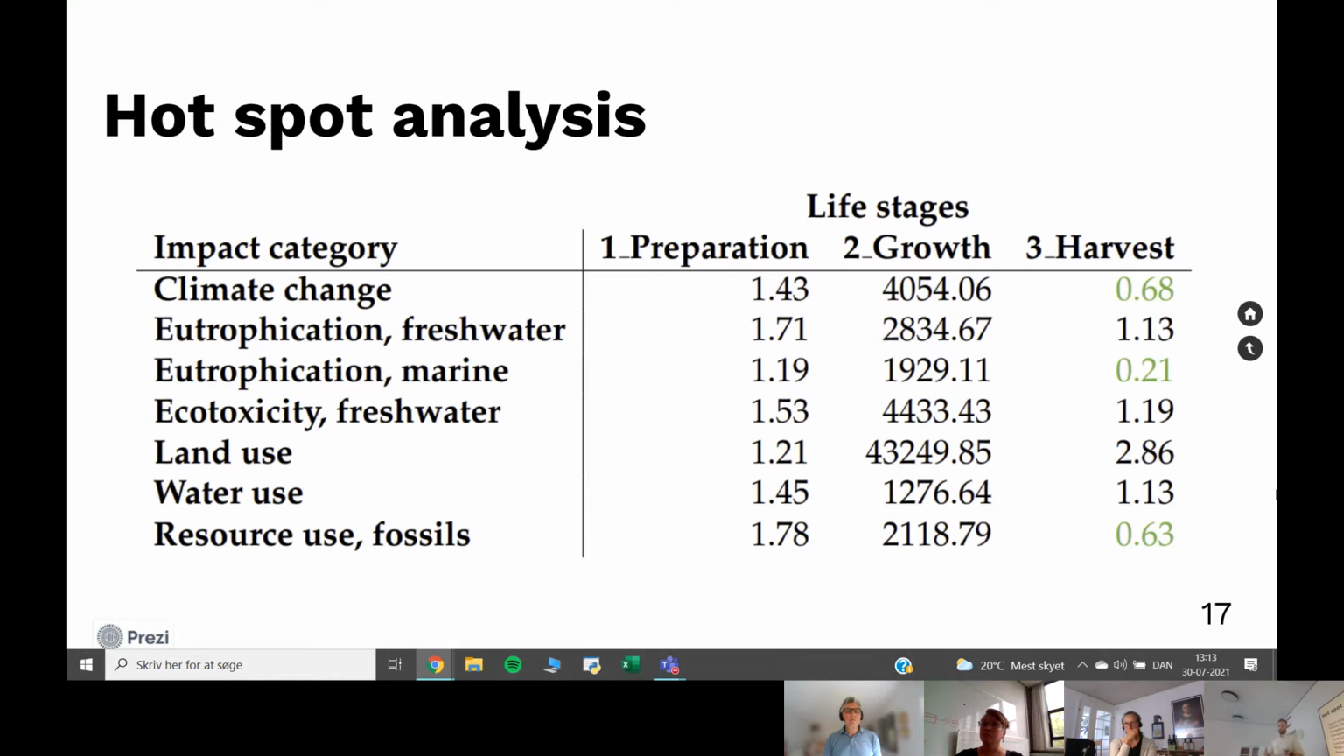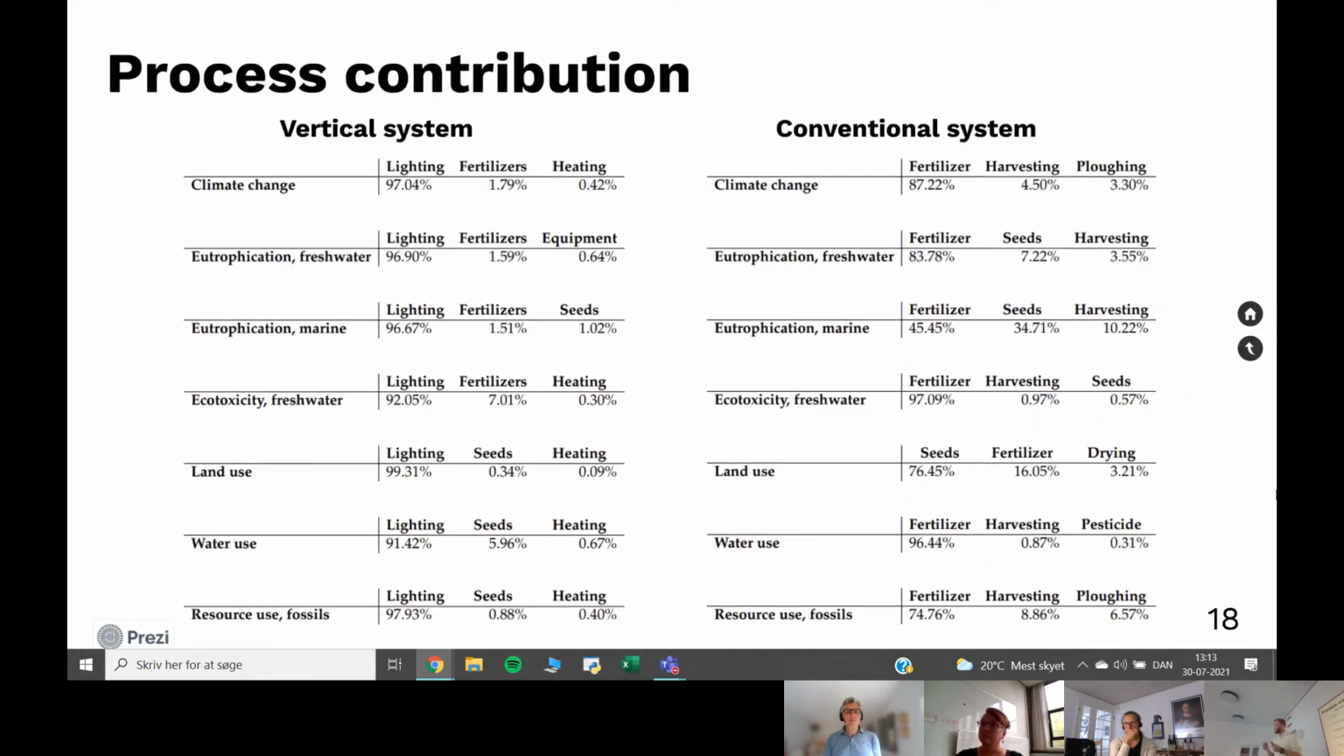But I needed to go further because this didn't tell me much. So I did another kind of hotspot analysis called a process contribution, where I looked within each impact category for both systems and saw the 3 most contributing processes. Here you can see that for the vertical system, the lighting process is by far the most dominant.